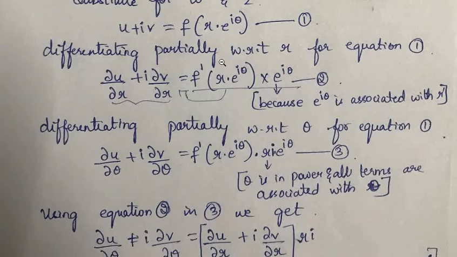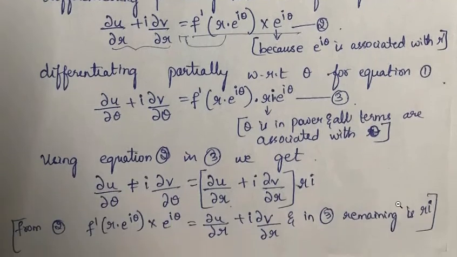What you got? See, firstly equation 3 you write down as it is. What is that? Dou u by dou theta plus i into dou v by dou theta is equal to, see, f dash of r into e to the power of i theta into e to the power of i theta, we have this one from equation 2. This is f dash of r into e to the power of i theta into e to the power of i theta. Here we have now what is equivalent to that?